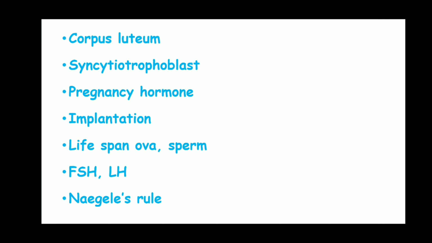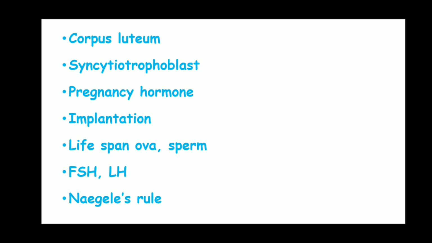Corpus luteum. After the release of the ovum, the Graafian follicle is known as the corpus luteum. What's the significance of this in pregnancy? This is the one that is providing the hormone progesterone till the development of the placenta. Placental development takes up to 10 to 12 weeks, so till then the progesterone is produced by the corpus luteum. Syncytial trophoblast is the one that's producing HCG. Pregnancy hormone is mainly known as progesterone.